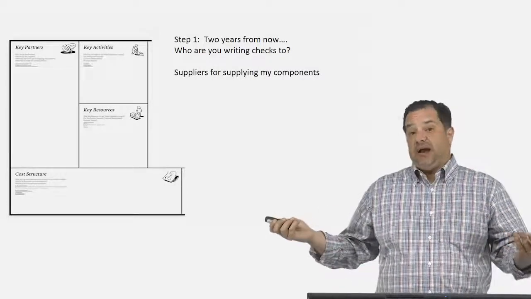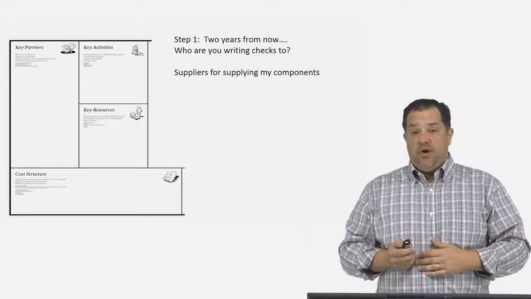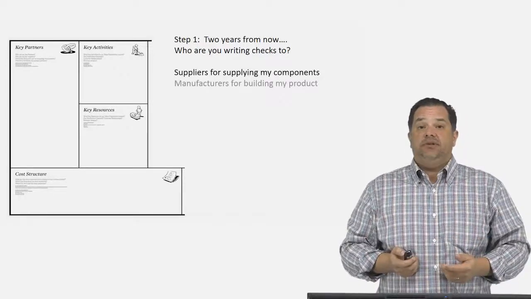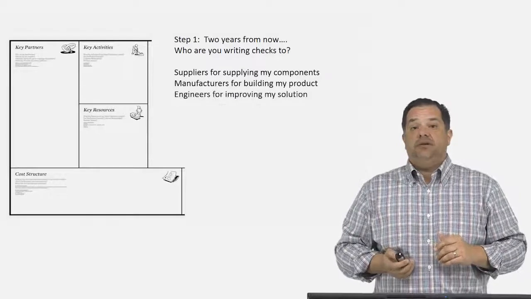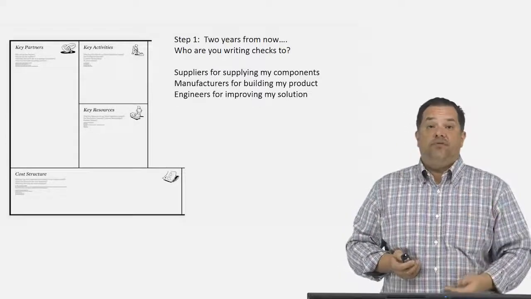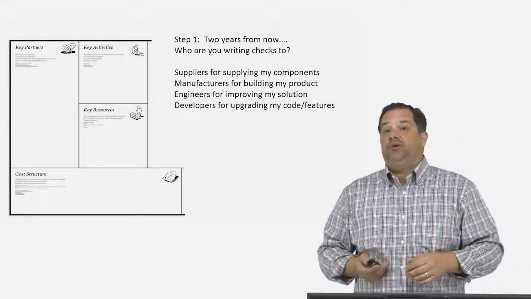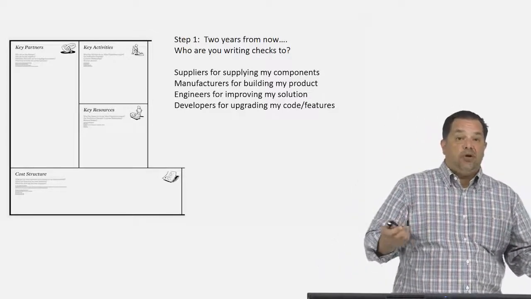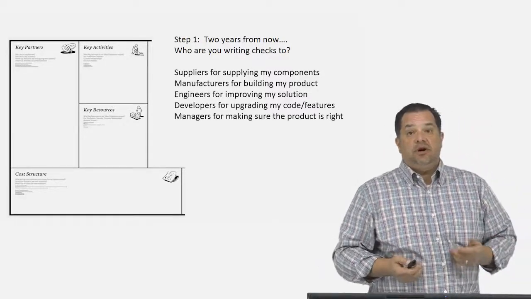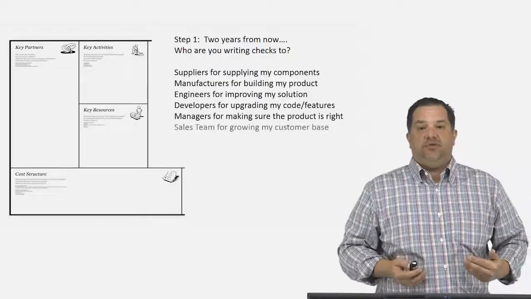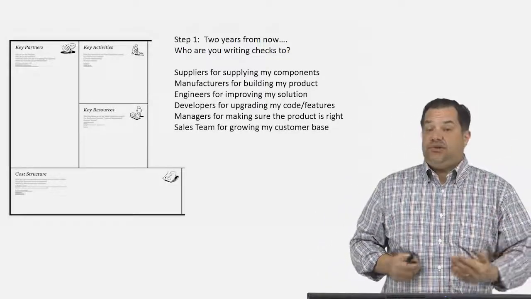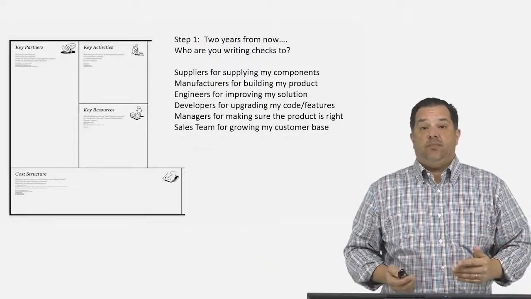So we have suppliers, oftentimes key partners, for supplying our components. We have manufacturers for manufacturing our product. We have engineers who are improving our solution. We have developers who are probably upgrading our code or our features. Our managers for making sure the product is right? You've got to have some authority there. You've got a sales team helping grow the customer base.